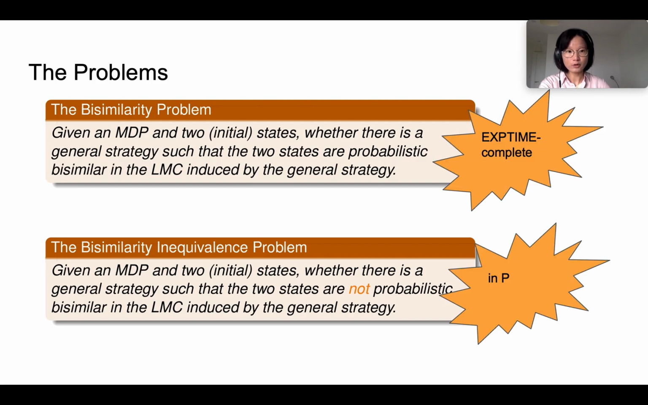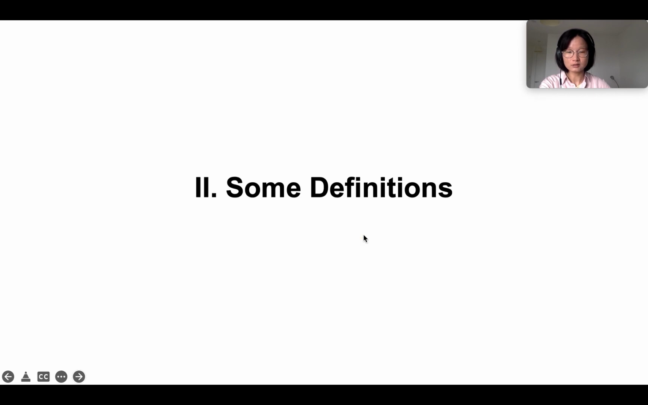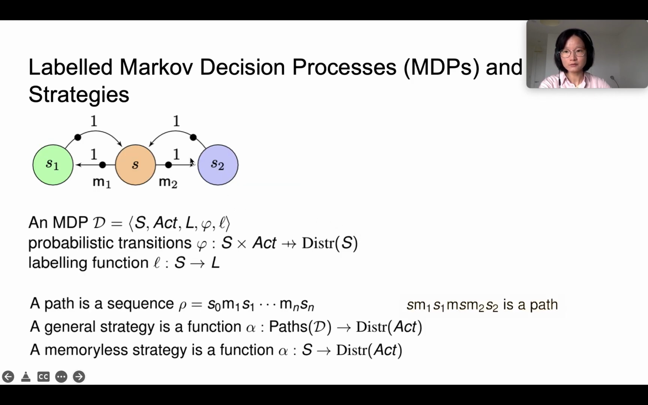Before showing that the bisimilarity problem is EXPTIME-complete and the bisimilarity inequivalence problem is in NP, I'll give you some definitions. The formal definition of the model, labeled Markov decision processes, or labeled MDPs: an MDP has a set of states and a set of actions, and each state has a label. In our examples, the labels are represented by the colors of the states. There is a probabilistic transition function, which is a partial function that maps a state-action pair to a distribution over the successor states.